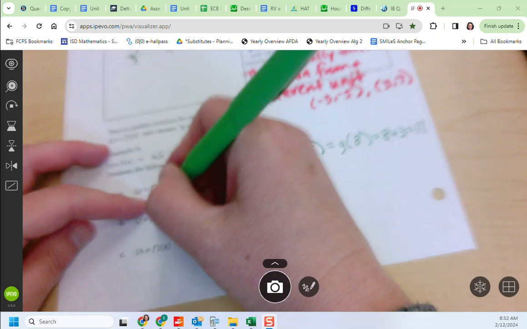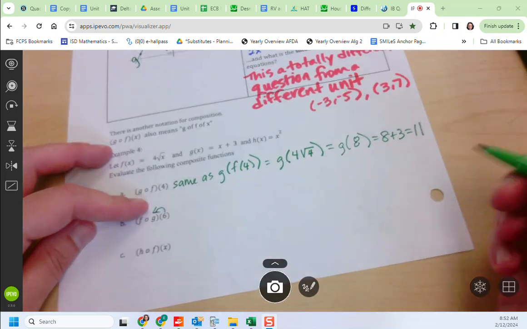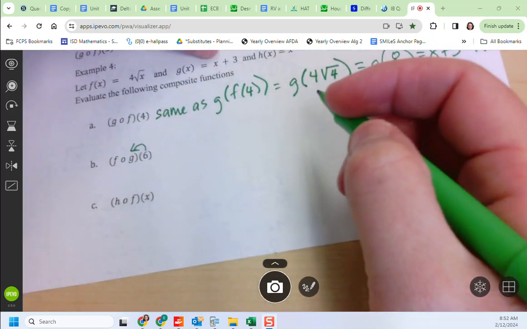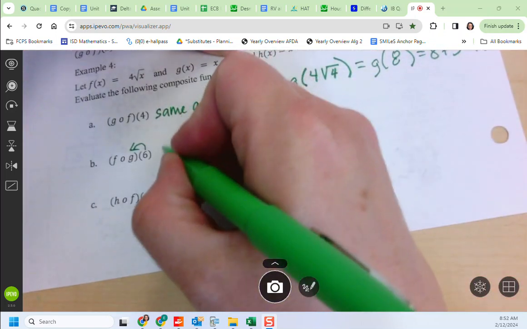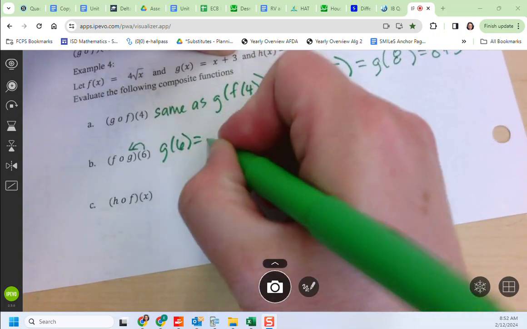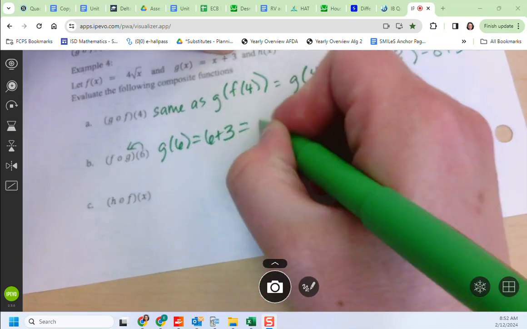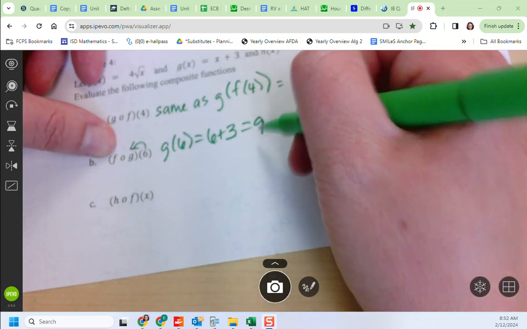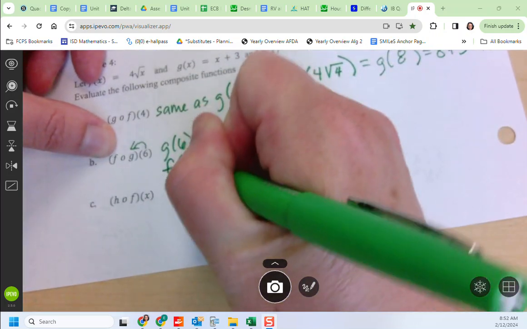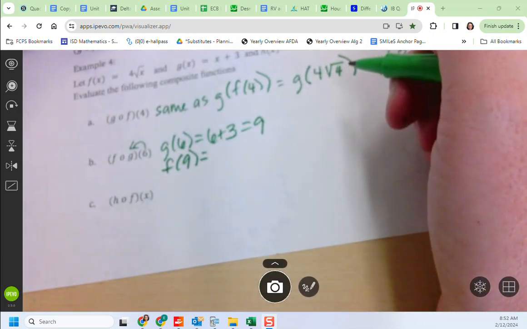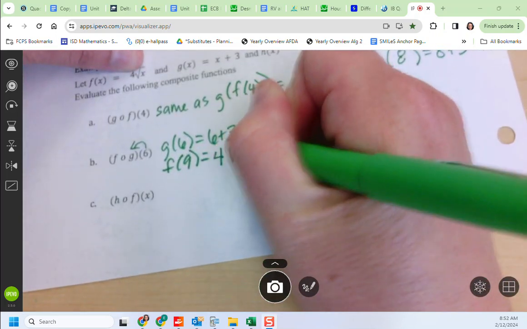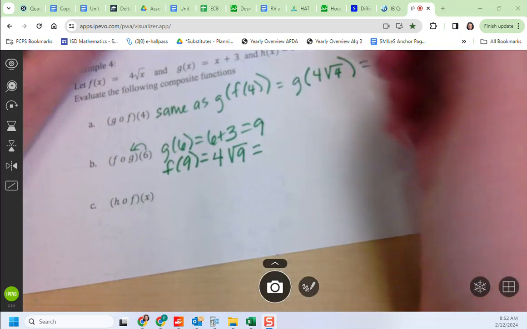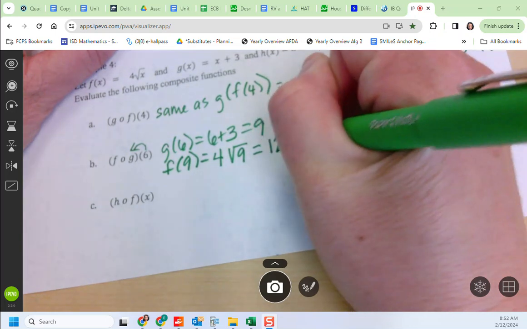All right, start by putting 6 into function g. So function g is x plus 3, so g of 6 is 6 plus 3, which is 9. Then take that 9 and put that into function f. So we're going to do f of 9. f of 9 is 4 root 9. What's the square root of 9? 3, and 4 times 3 is 12. So that's our final answer.